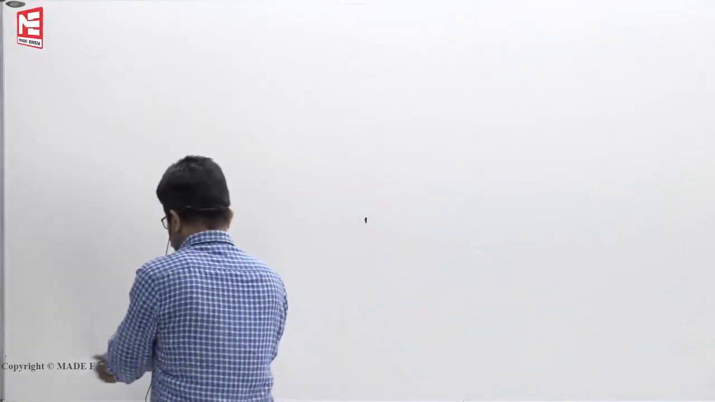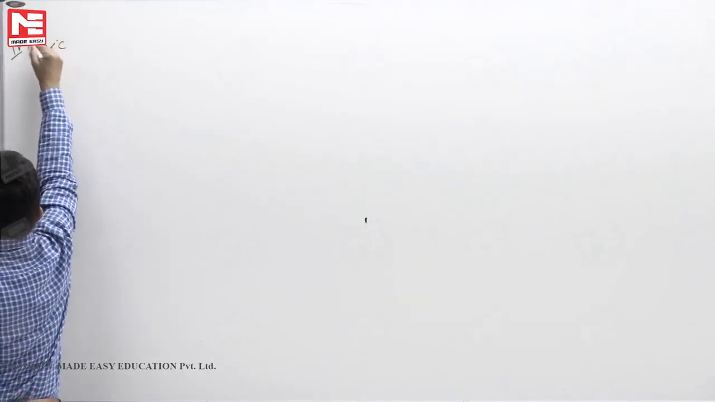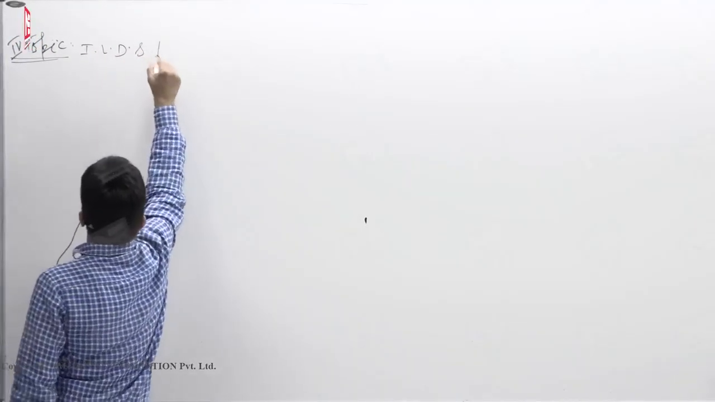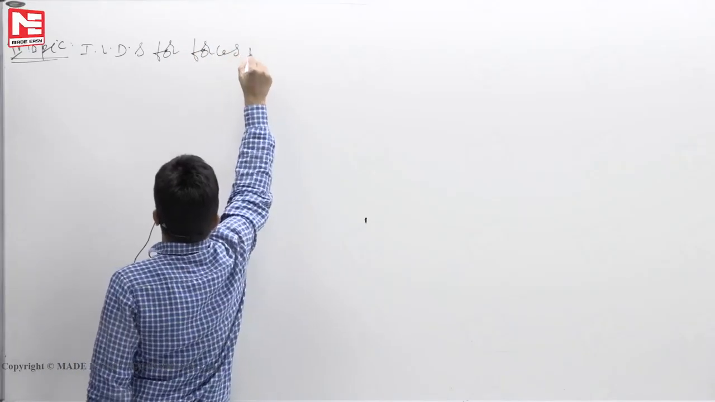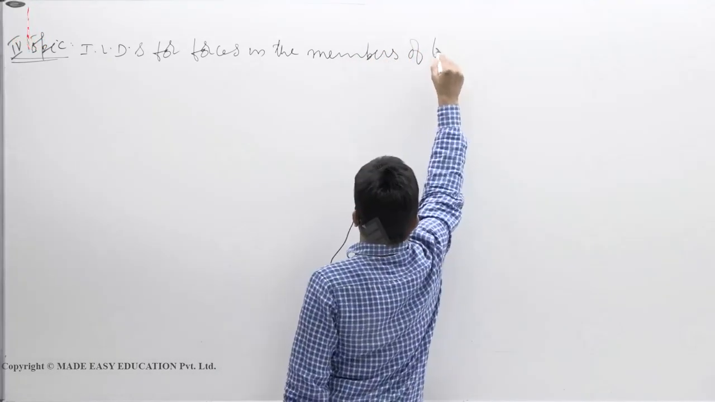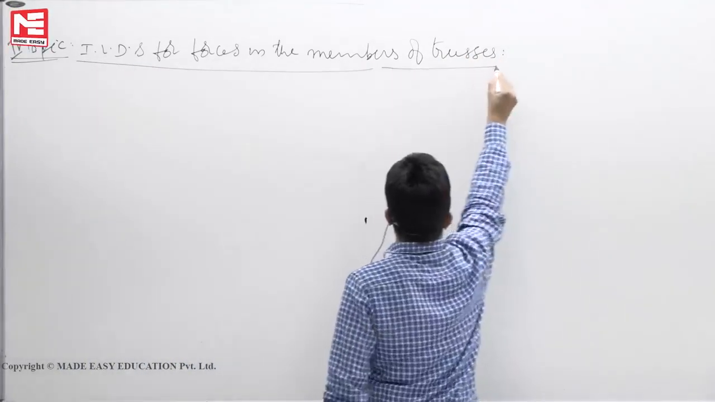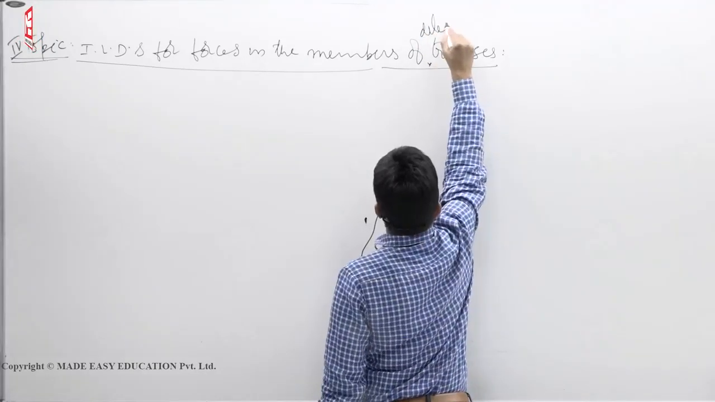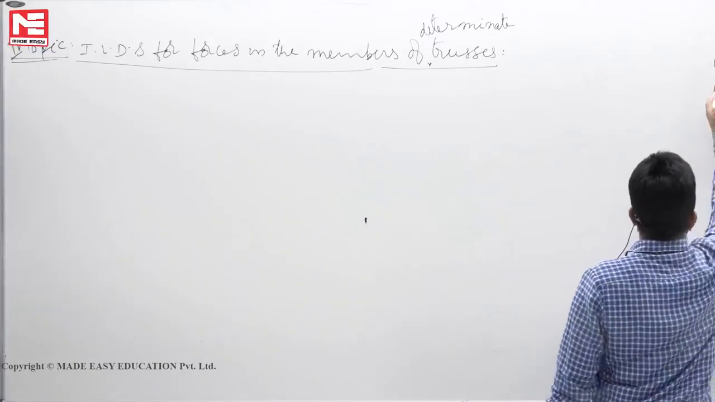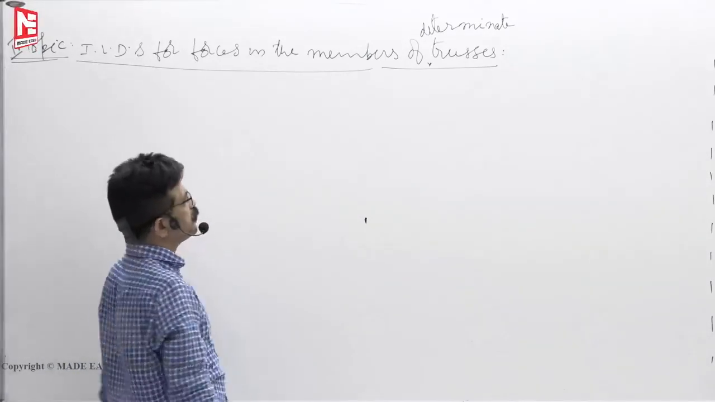Now we'll take up the fourth topic: influence line diagrams for forces in the members of statically determinate trusses. This we want to take up now.